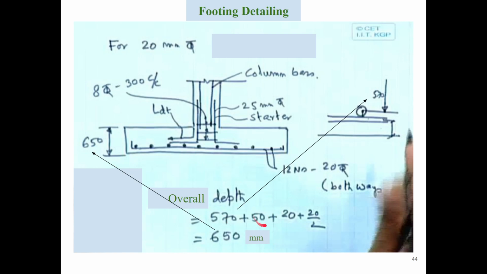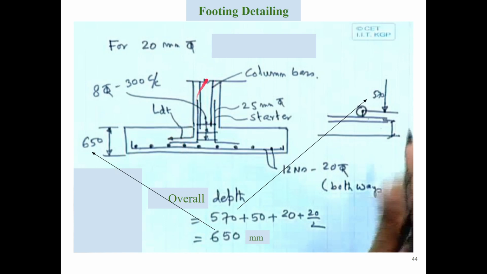We assume a clear cover of 50, and because there are two reinforcements, up till here it is 570, and there is both longitudinal as well as transverse reinforcement. Taking both as 20 mm, from here this is half of 20, that is 10, and this is 20. So 10 plus 20 is 30, and 30 plus the clear cover 50 is 80. So 80 plus the effective depth 570 is 650. So 650 millimeters is the total depth of the footing.